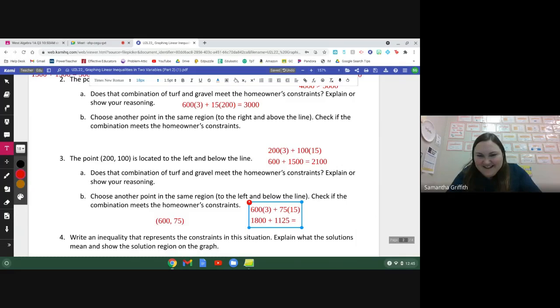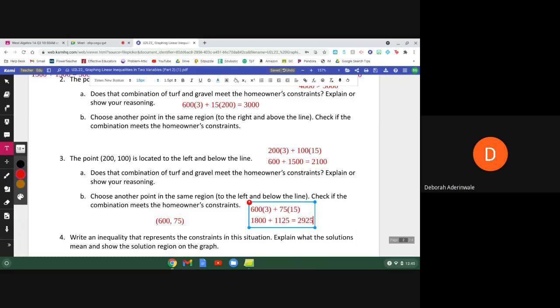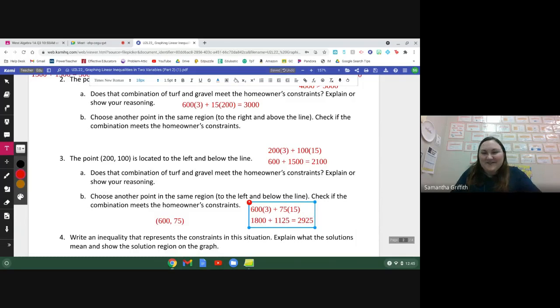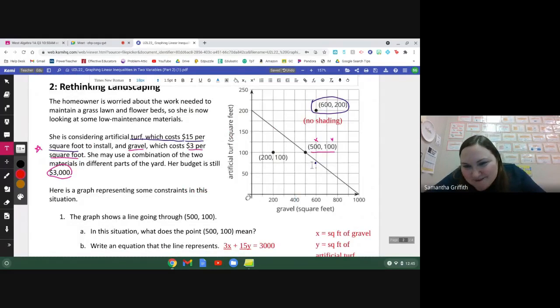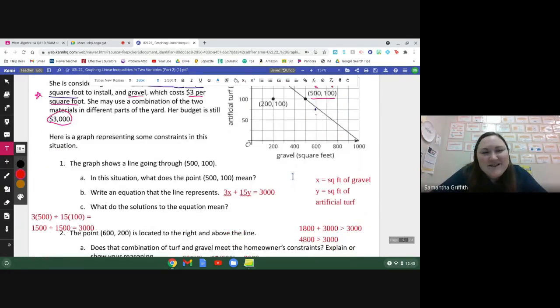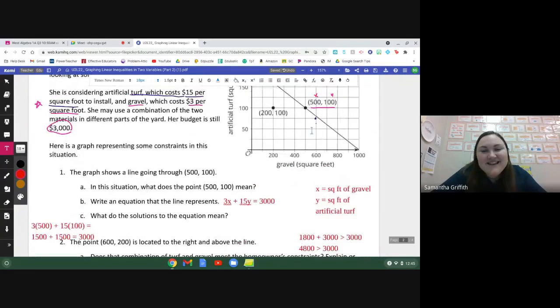So then when we add those, 2,000, 2,925. Yep. So really close to the budget, but it's still within budget. And notice the location of that point Deborah picked for us. She picked a point that was really close to that line, but still under the line. It matches up with the math. Our math is showing that it comes out really close to the budget, but it's still under the budget.